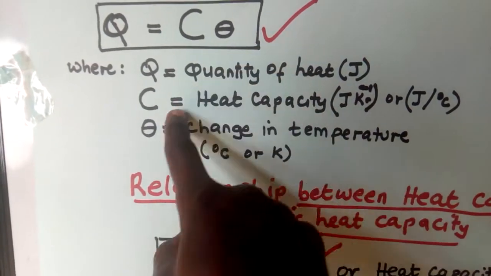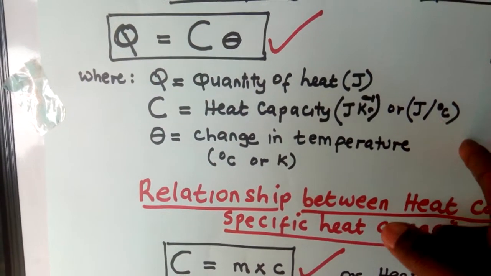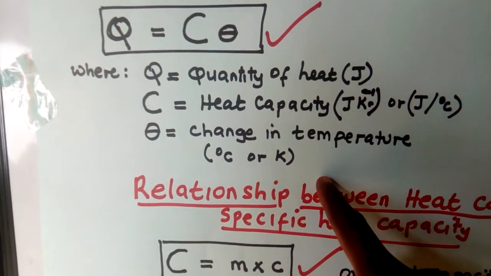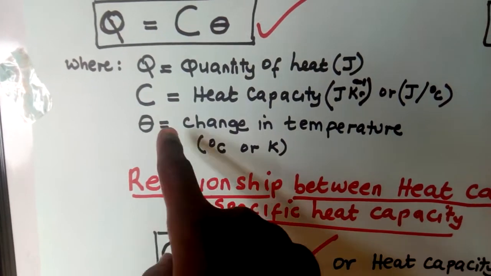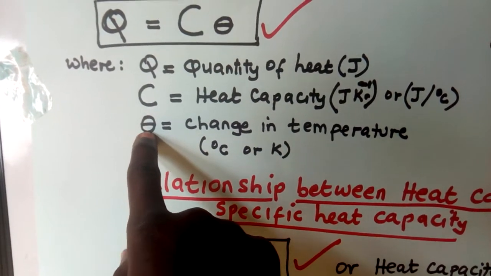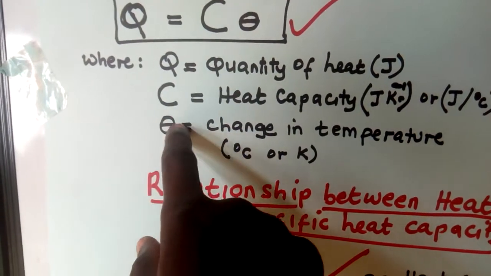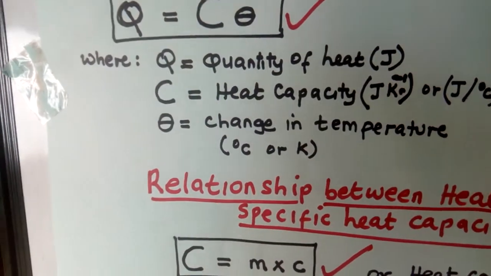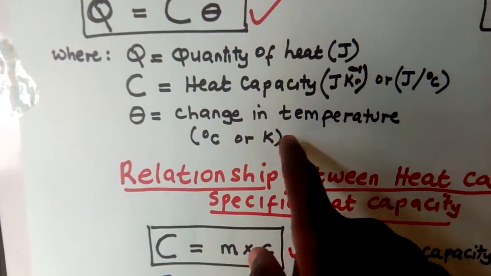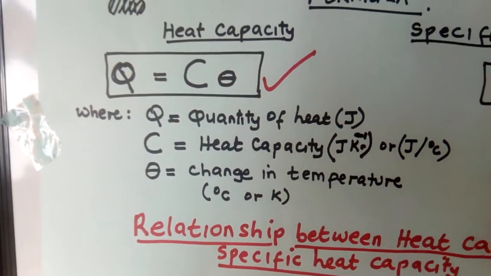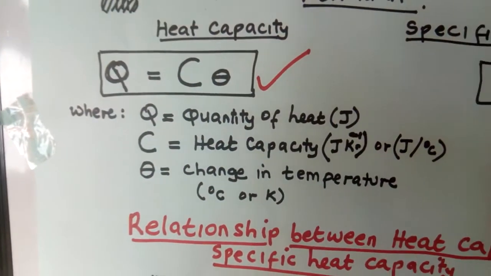Then theta, this one, means change in what? Temperature. Of course, when you heat a body, the temperature changes. How has it changed? If it is from 8 to 20, how has it changed? You subtract 20 minus 8. So how do you write this theta, which we are saying represents change in temperature? You simply write a 0 or an O, then you put a cross in the middle. Now when you put a cross in the middle, it means you have written this word theta, which means change in what? Change in temperature. So Q is equal to capital C, quantity of heat is equal to heat capacity times change in temperature.